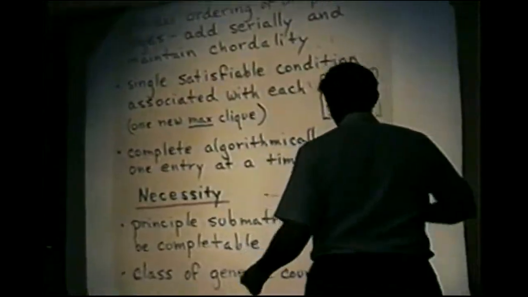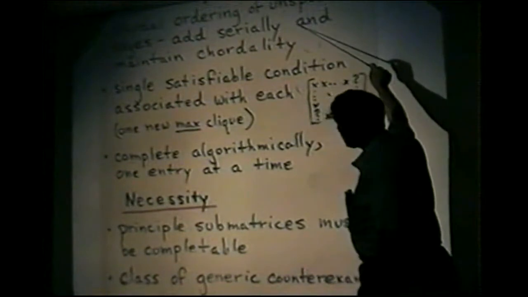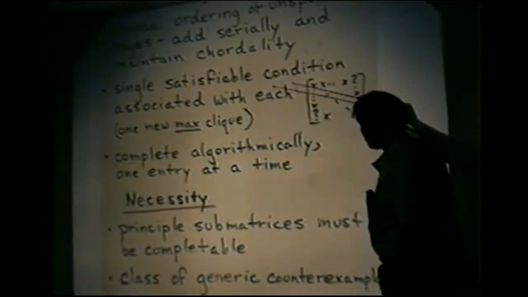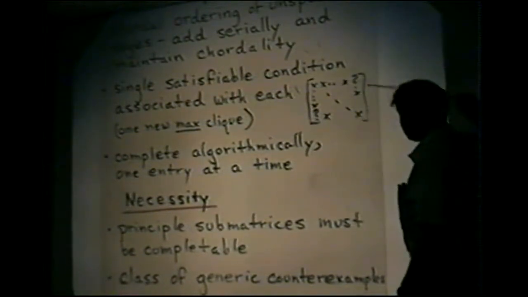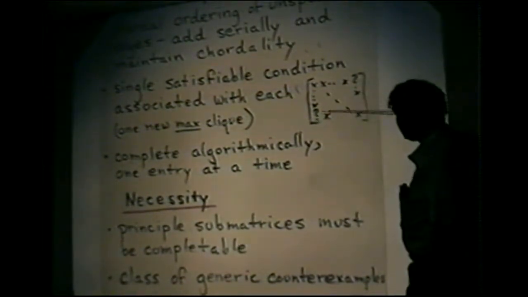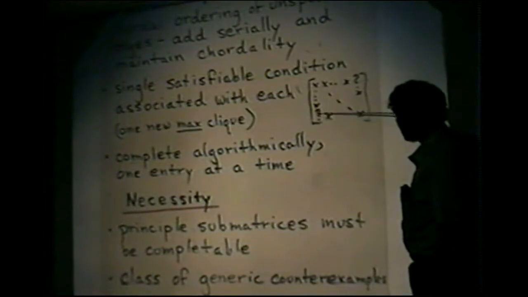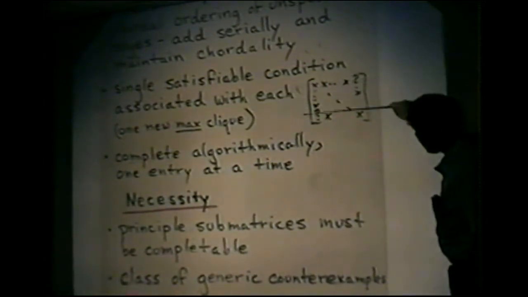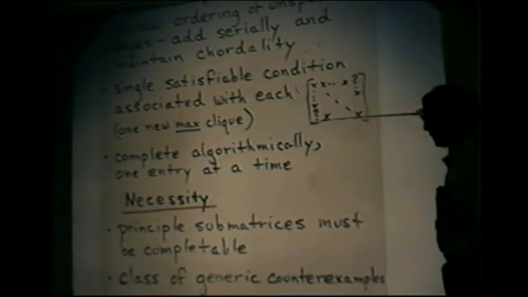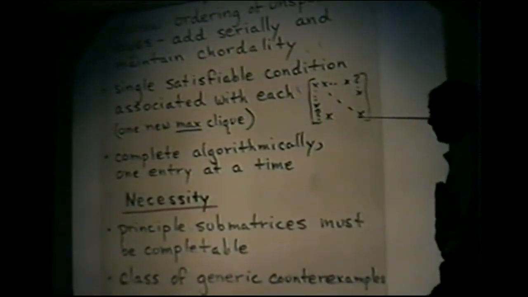Okay? Now, associated with the addition of each new edge, if the graph was chordal, it turns out that there's just one new clique that's completed in the graph. Okay? So associated with the addition of each new edge, I will have exactly a one variable type problem, a problem studied by Berg, in fact.